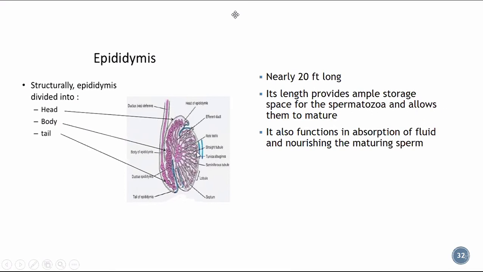So the epididymis primarily functions as a storage area. It also functions in absorption of fluid and nourishing the maturing sperm. When the sperm leaves the testes and goes to the epididymis, it's actually immature. So in the epididymis, that's where they mature, with nourishment coming from the epididymis. So the epididymis is primarily the storage area for maturing sperm.